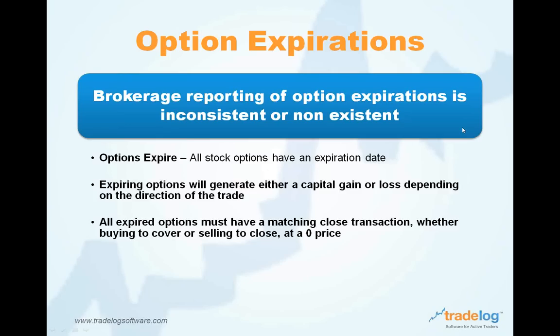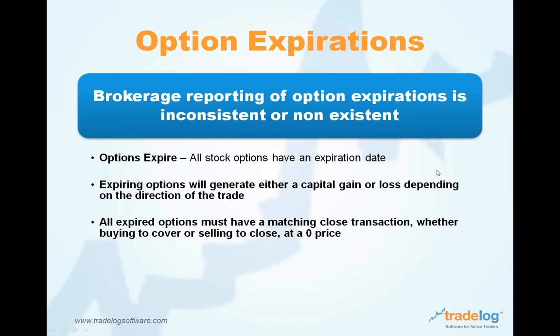Now, some people aren't aware of this, and it's pretty simple, honestly, but all stock options have an expiration date. They have to have a date at some point at which they're going to expire. Either the option is going to generate a capital gain or a loss depending on the direction of that trade, if it's a short or a long. Now, all expired options must have a matching closing transaction.